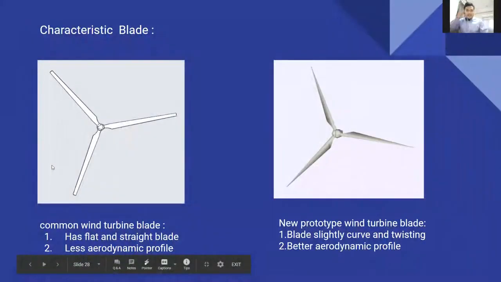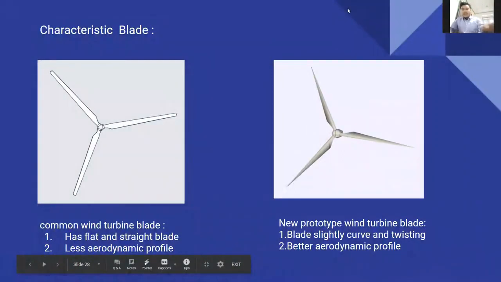Characteristics of the blades for the common wind turbine. The common wind turbine has a flat and straight blade that gives less efficiency and much more drag for the wind turbine, which makes it less efficient to rotate. Second is a less aerodynamic profile, which gives poor lift to the wind turbine.